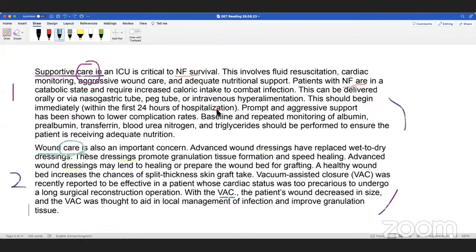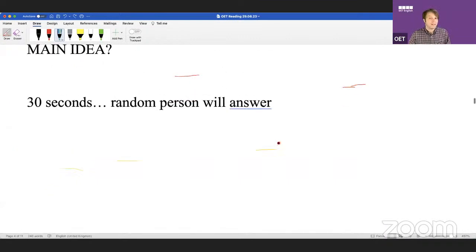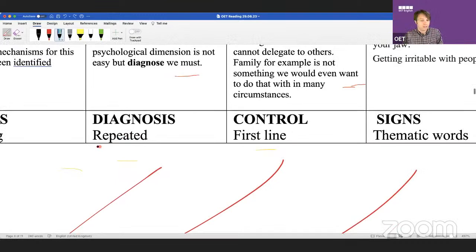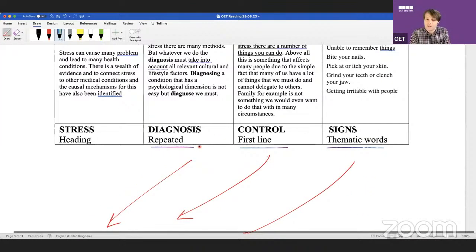So do you see what I'm saying, guys? Using these three techniques, that's the only possible way to get the main idea, actually. There are no other ways. You look for repeated words, you read the first line, and you look for thematic words. And then you just do your best, right? Sometimes it will be difficult. You don't know, do your best. It's a test, after all. No one said it will be easy.